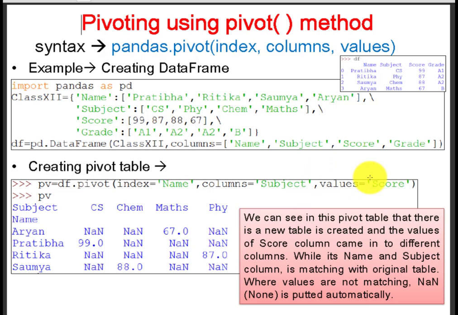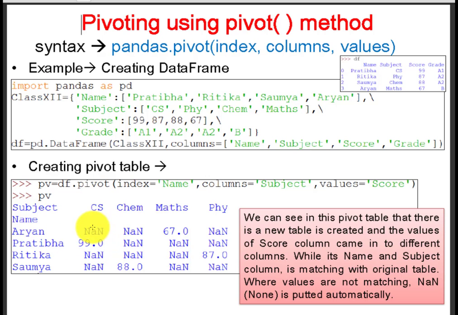And next, value. Which values should become part of the pivot table? So you pass score. So all the score values will be the values of that particular table. So these values you can see here. Only Pratibha has the marks of CS. You see in this table Pratibha has only CS subject marks. Clear? 99. So that's why it is showing 99 here.